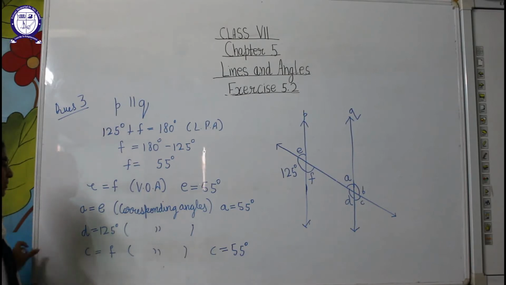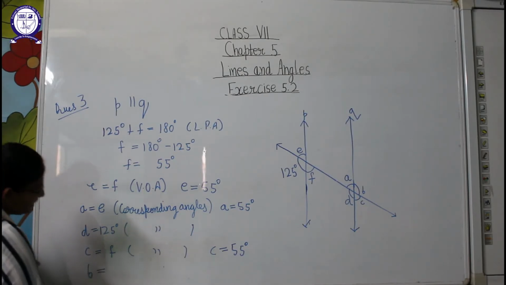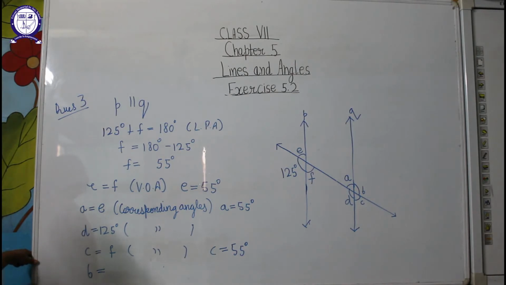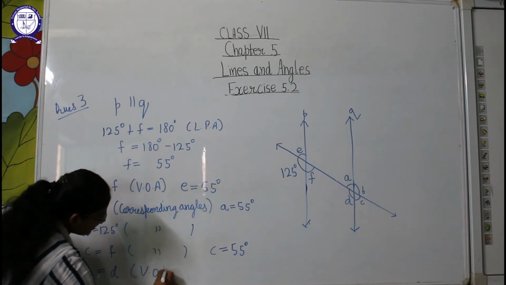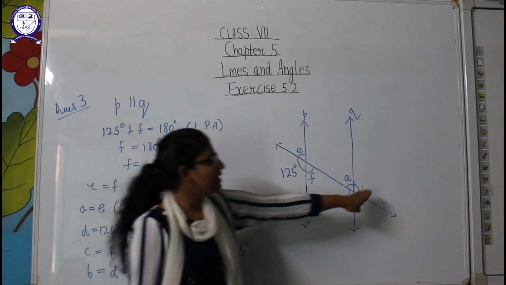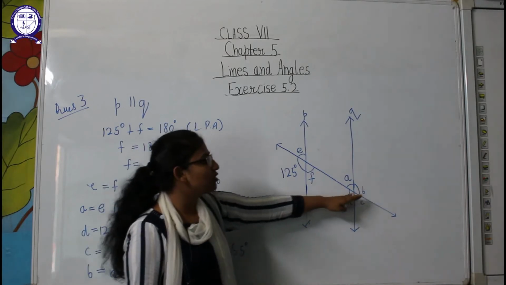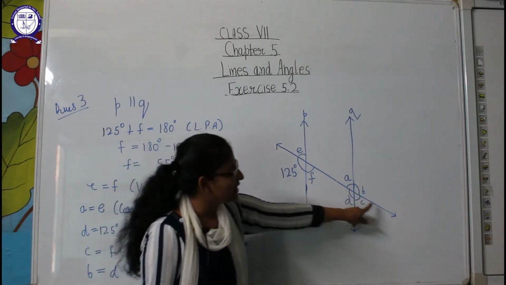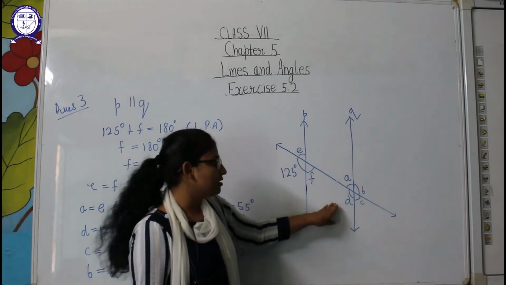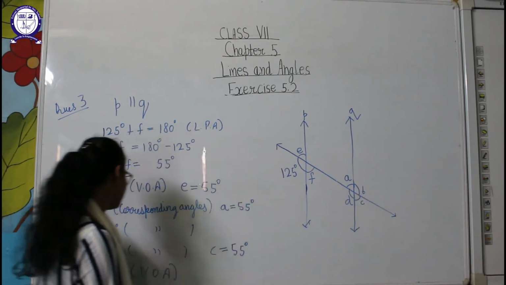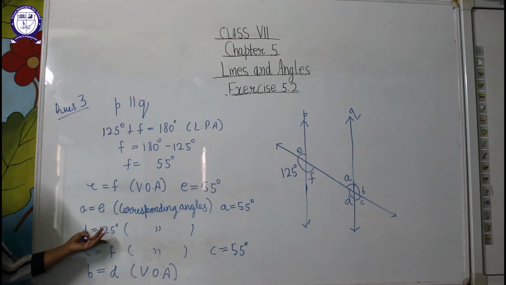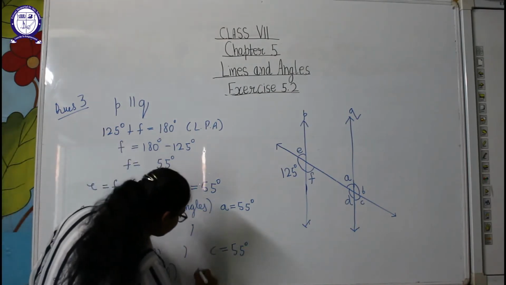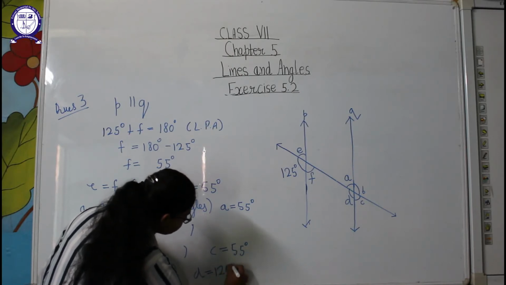Now the last one is angle B. Angle B can be written as B is equal to angle D because they are vertically opposite angles. Here B is vertically opposite to D because they are on these two intersecting lines and they are opposite to each other. So B is equal to D, they are vertically opposite angles. So value of B will be equal to value of D. And what is the value of D here? D is equal to 125. So value of B will also be 125 degree.